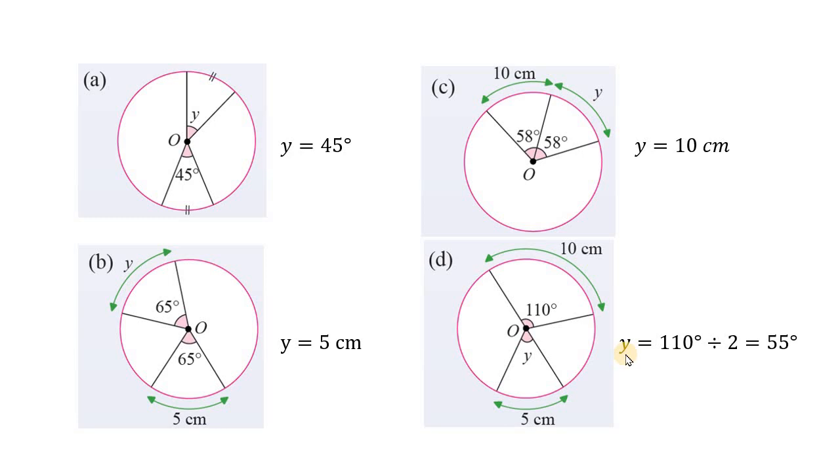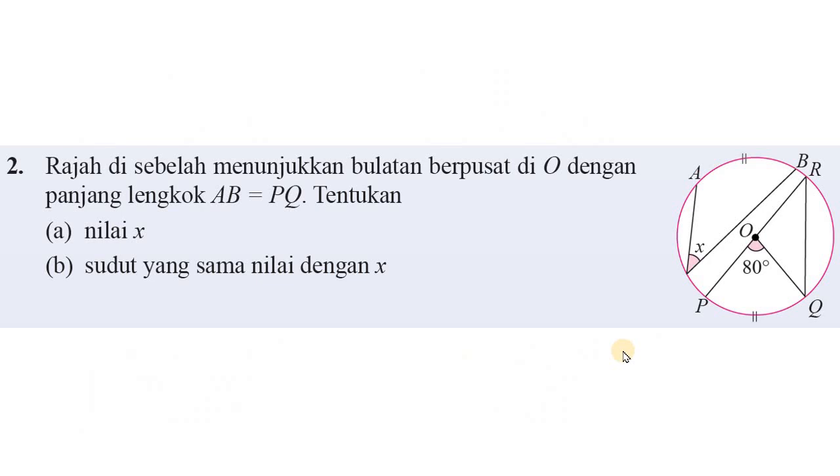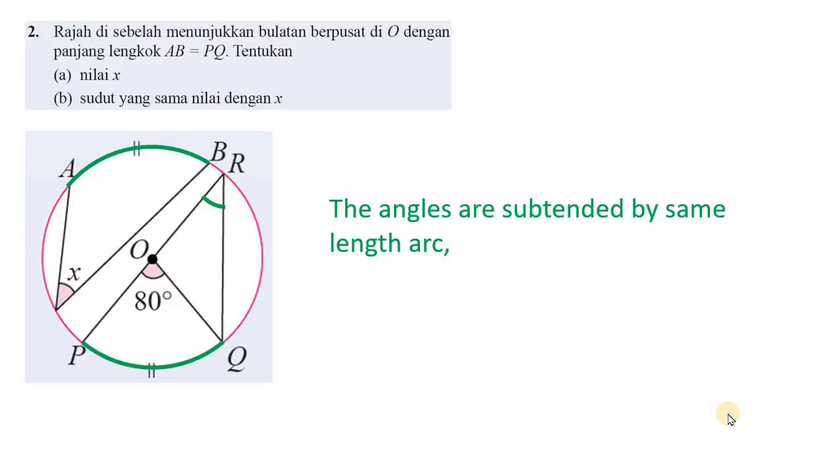Now we're going to see the question number 2. So this is question number 2. It's giving you the information saying the arc AB is the same length as the arc PQ. You need to identify the value of x and also identify which angle in the diagram has the same value as the angle x. Okay, so we're going to see.